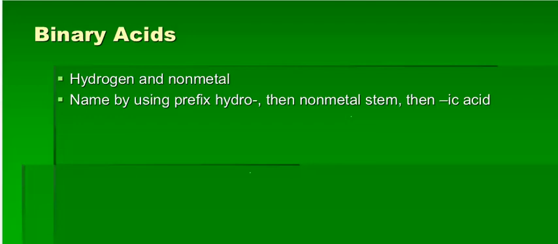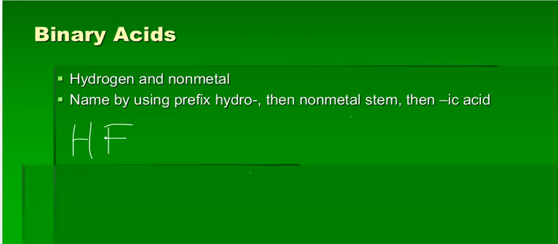There's three types of binary compounds. The first are binary acids, which have a hydrogen and a non-metal. When you name binary acids, you name by using the prefix hydro, then the non-metal stem, go back to that list, and then the suffix is ic acid. So let me give you a couple examples.